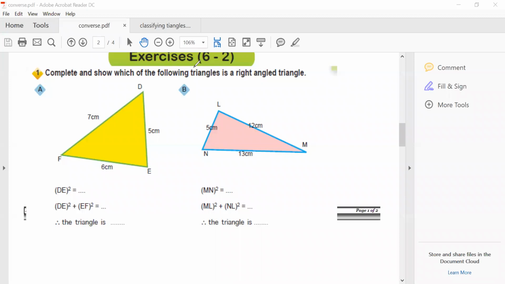Yes, miss. MN square. Why MN square alone? Because it is the longest side. Here it is not yet known to be a right angle triangle, but it is the longest side. If MN square equals the sum of the other two squared, then the angle opposite to it will be right. If not, it is not a right angle. Okay, so MN square, which is 13 square.